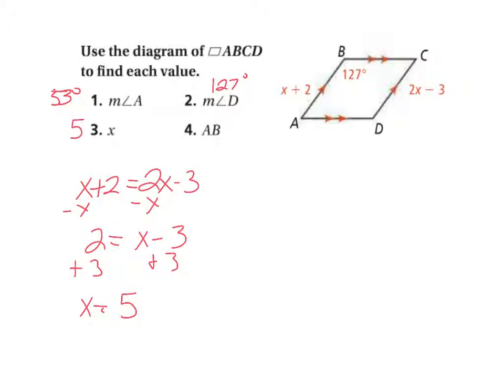And then the last one is find the length of AB. Now that I know what x equals, I can just plug that in. AB is x plus 2, which means 5 plus 2. AB is going to be 7 units long. Okay, so not too bad. Some basic congruent supplementary kind of angle stuff, and then a little bit of algebra problems.